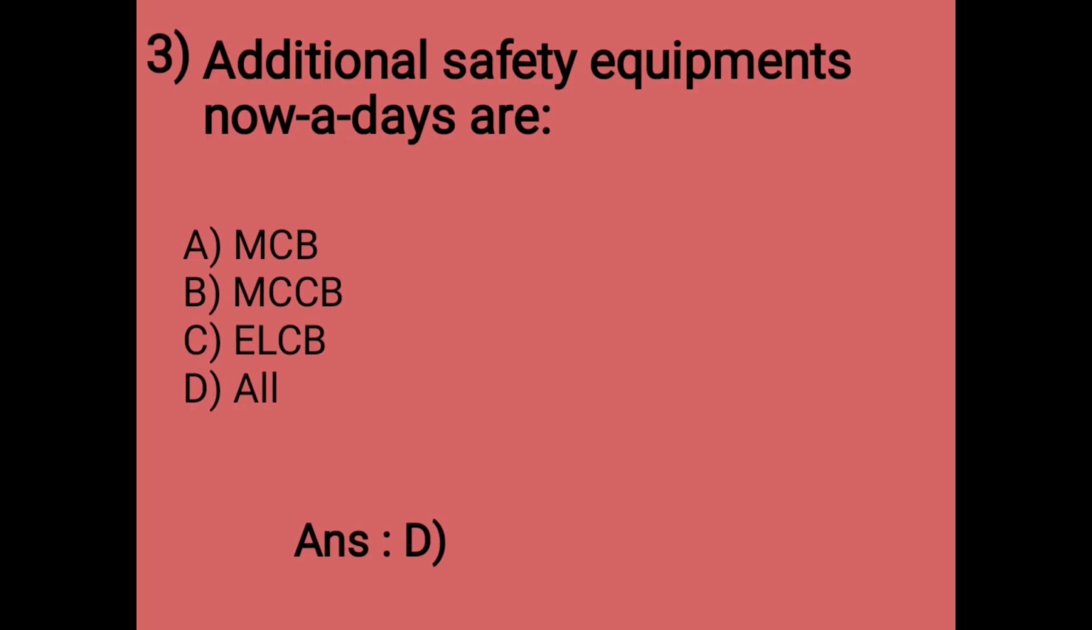Additional safety equipment nowadays are: options are A is MCB, B is MCCB, C is ELCB, and D is all of the above. So the correct answer is, you all know, option D, which means all the options are correct, and these are all the additional safety equipment nowadays.